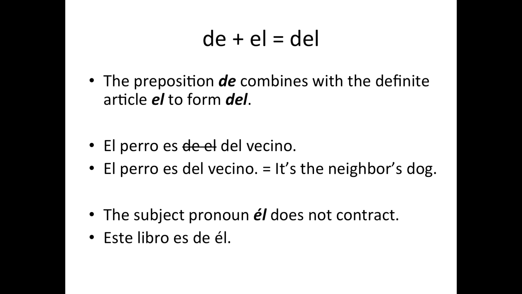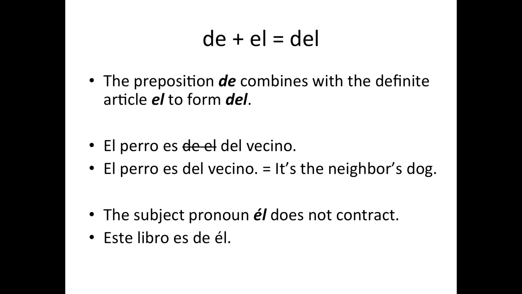And what does that mean? It's the neighbor's dog. So we have de and el giving us del. Again, the subject pronoun él does not contract. Okay, let's look at a different example. Este libro es de él. This book belongs to him. It's his book. Este libro es de él. So the él with the accent is the subject pronoun.